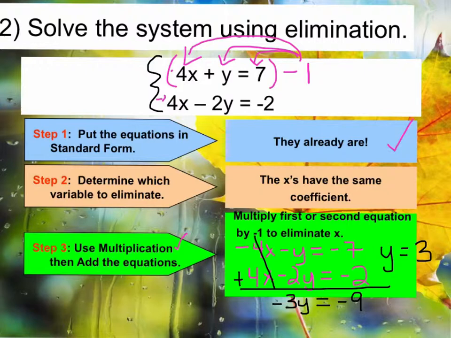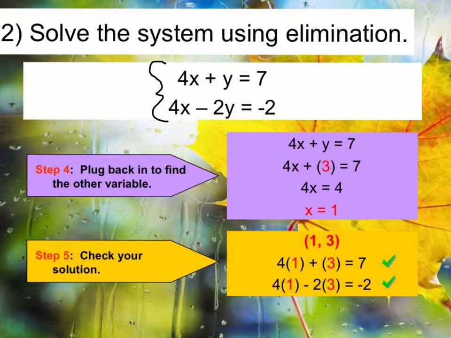If you had difficulty understanding steps 1, 2, and 3, pause the video, rewind it, and rewatch this slide. Just a reminder, steps 4 and 5 for solving a system using elimination are the exact same steps as for substitution. We found that y equaled 3, so we can use either the first equation or second equation to substitute in 3 for y and solve for x.